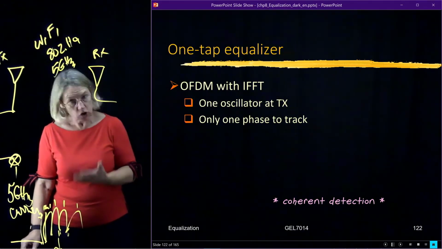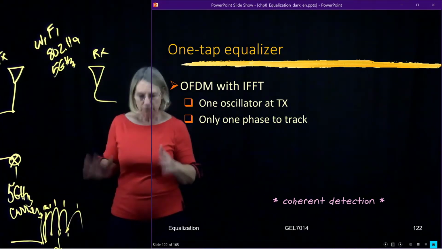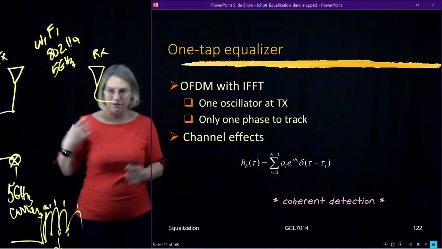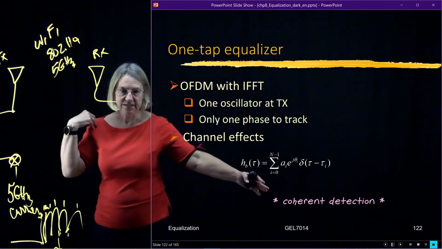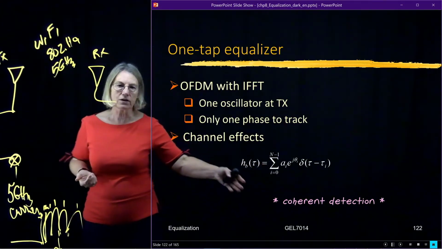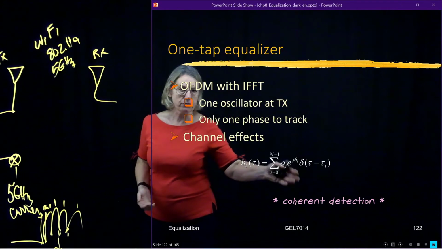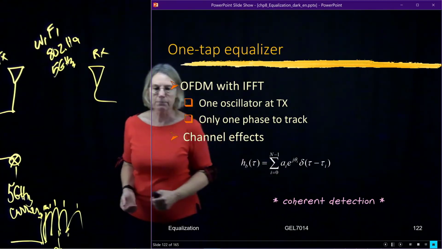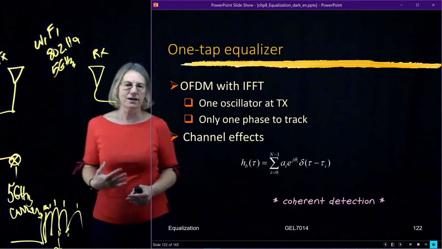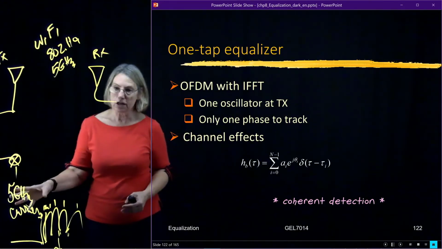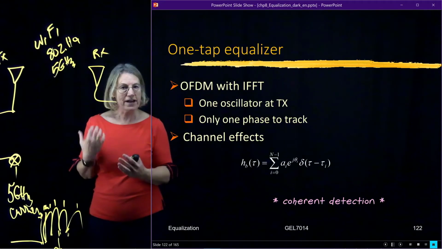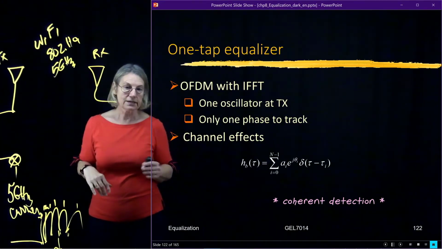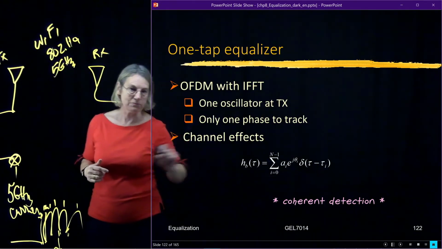So that's good. That keeps the complexity down. But there are channel effects. The channel effects I was talking about: each one of the multipath returns could have a change to the phase and a change to the amplitude. So that means that although there's only one physical oscillator, there are channel effects that I should be equalizing in order to have good coherent reception.